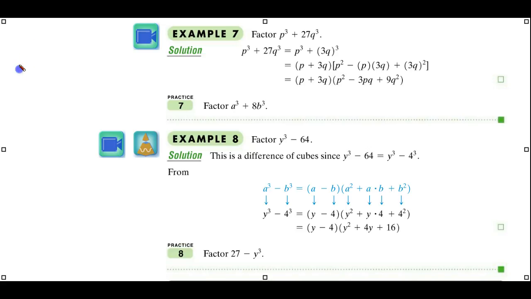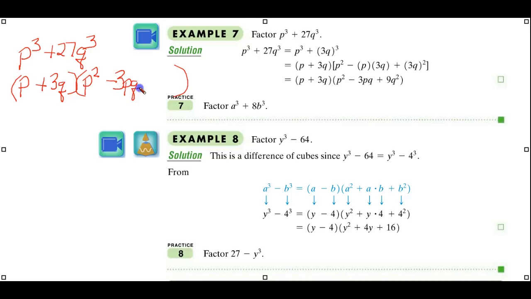Example 7, p to the third plus 27 q to the third, parenthesis for 2, parenthesis for 3. This sign there, opposite sign there. Cube root of this, p. Cube root of this, 3q. Square this, p squared. Multiply these together, 3pq. Square this, 9q squared.